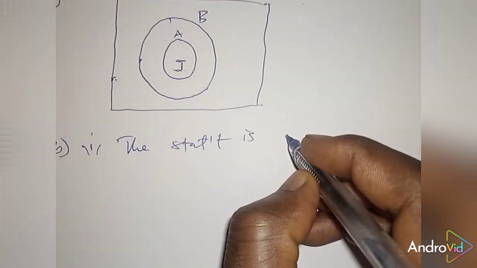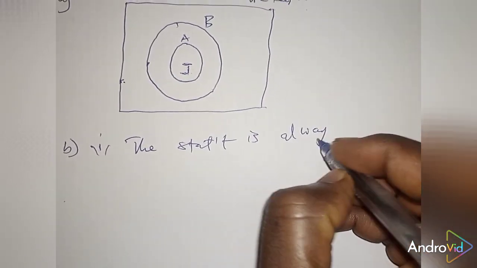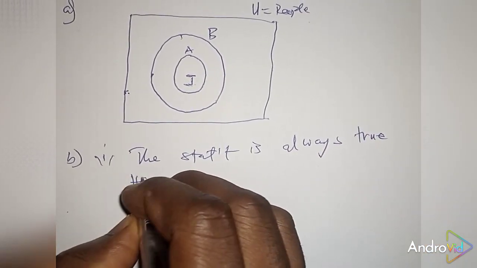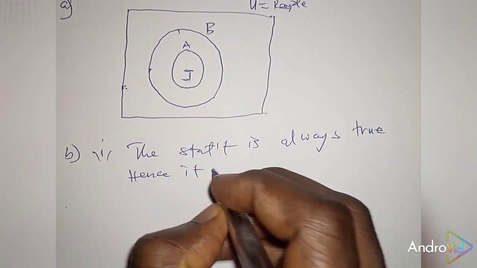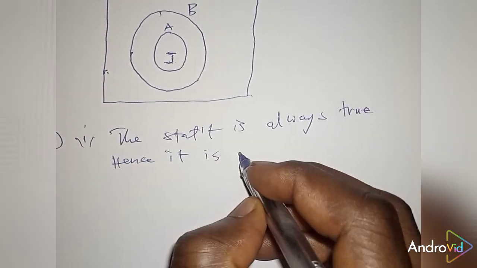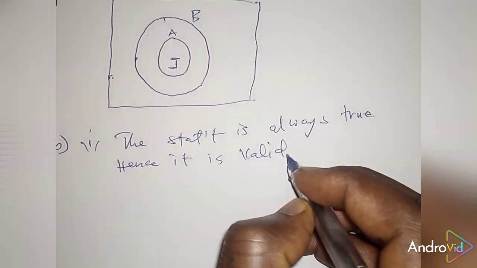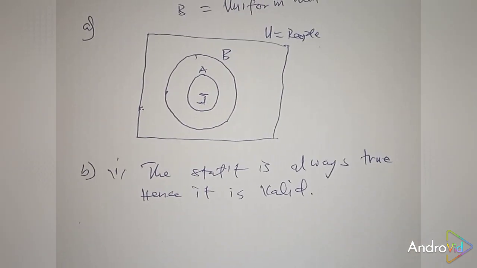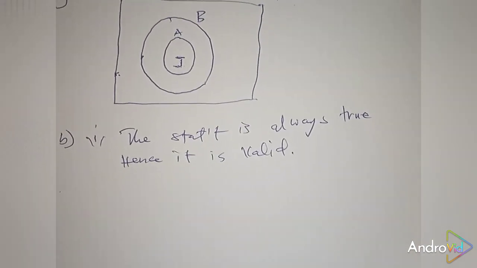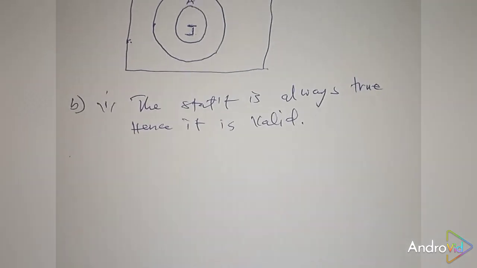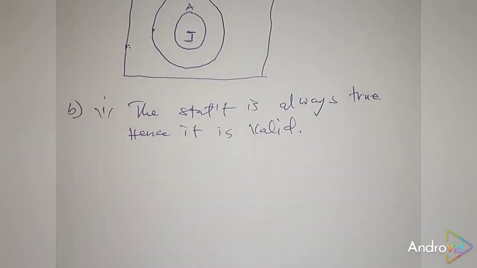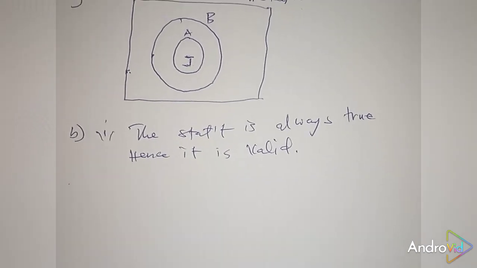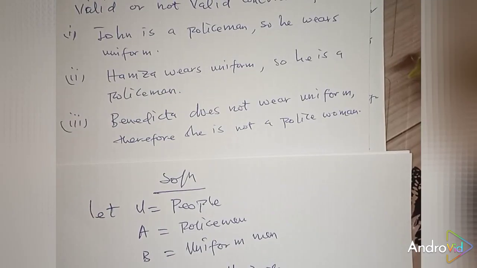So you can say that the statement is always true. Hence, it is valid. Very good. So for the statement to be valid, then it means it must always be true. If it is not always true, then we cannot say it is valid. Very good. So let's move on to the second one.